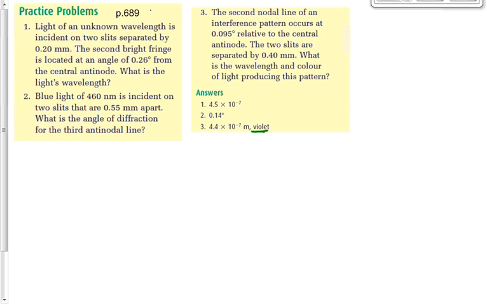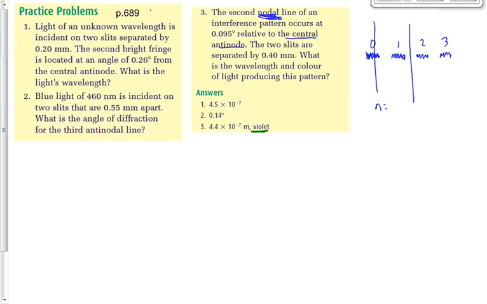We've got the second nodal line. I want to draw attention to that because a nodal line is a minimum. Antinode is a maximum. Nodal line is a minimum. Let's draw this. I always like to draw this for all of these questions. The second nodal line relative to the central antinode. Here's my central antinode, 0. Here's my first bright spot. Here's my second bright spot. Here's my third bright spot. The second nodal line is right here. What would N be equal to there?